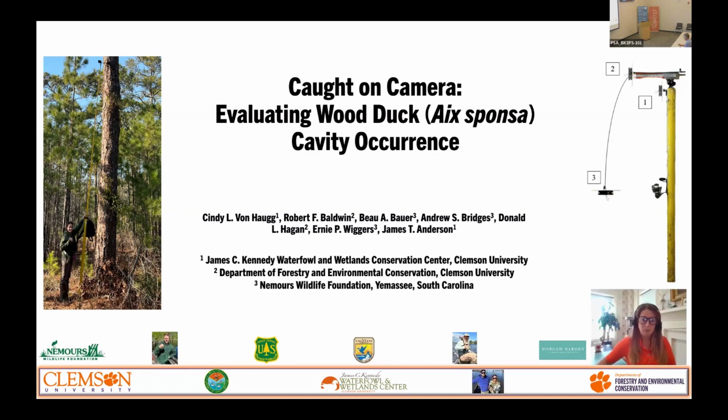That chapter has been published in the Wildlife Society Bulletin, so I won't be discussing that in detail on my method slide. I do have a link to the publication if you're interested in learning more about that. Instead, today I'll be discussing my study, which I developed that method for. And that was to evaluate wood duck, or Aix sponsa, cavity occurrence across various South Carolina forest types.